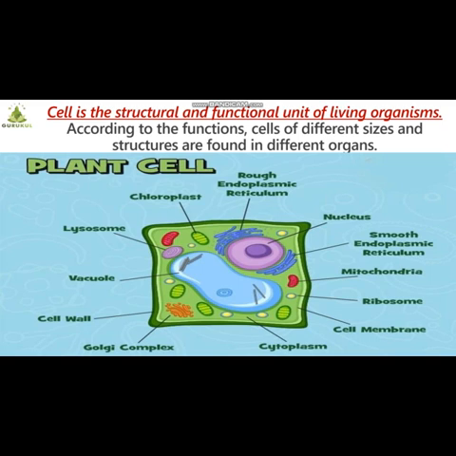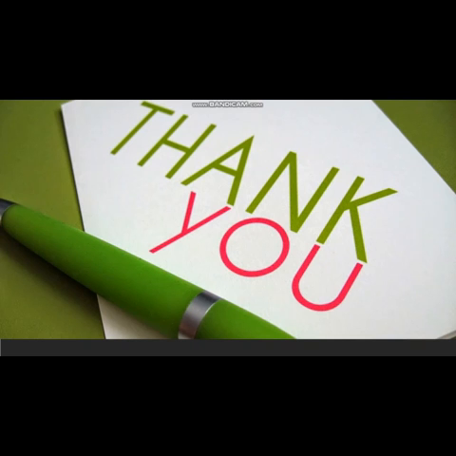Coming to plant cell, if we revise, we have almost similar structures, like rough endoplasmic reticulum, smooth endoplasmic reticulum, and the nucleus at the center. Then we have chloroplast, which was absent in animal cell, lysosome, vacuole. If you see, vacuoles are large in size, much bigger than in animal cell. Then cell wall, Golgi complex, cytoplasm, cell membrane, ribosome. These are all the components of a plant cell. These things we have already drawn and revised in standard 7. So I hope this is clear.